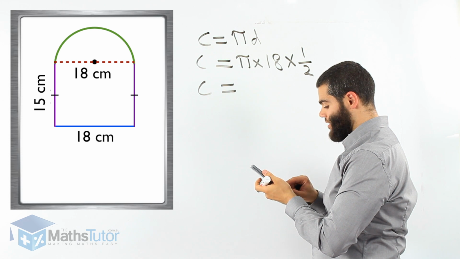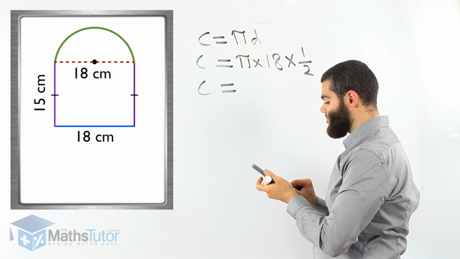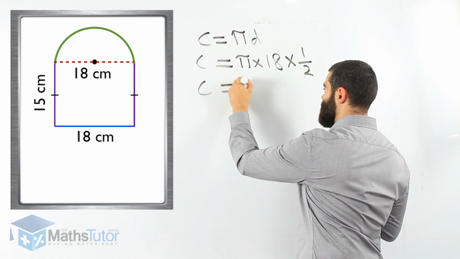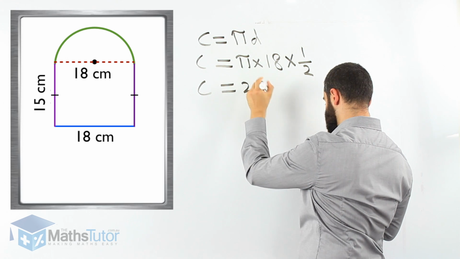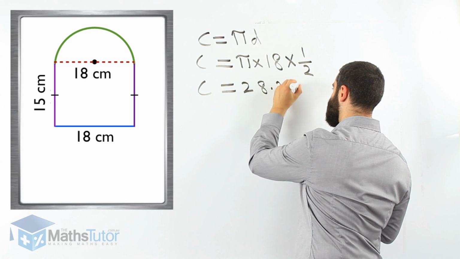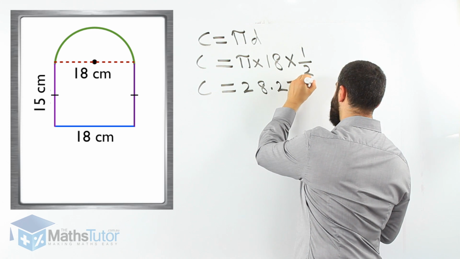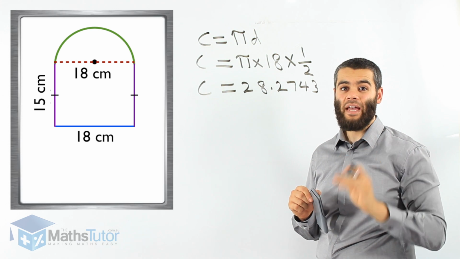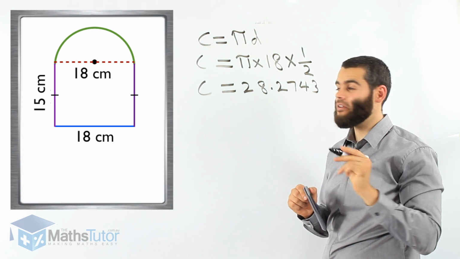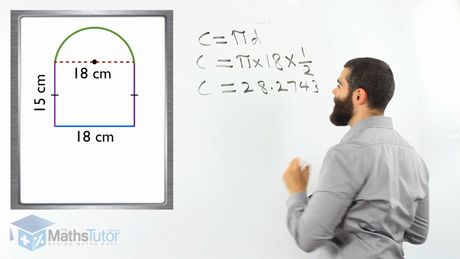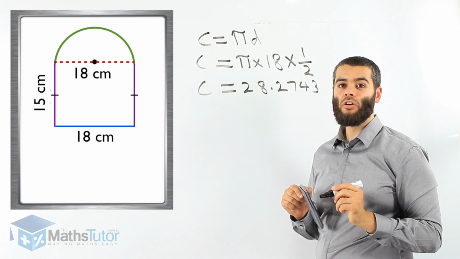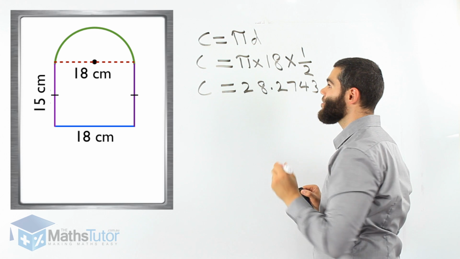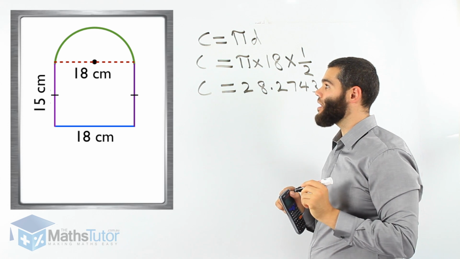Pi times 18 times a half, 28.274, and let's put a 3. Again, we never round off until the end. Very, very, very important. So now we have the circular end in green. That is the circumference for that area or that part there.